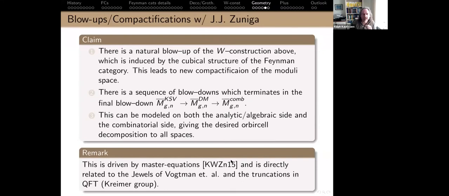If you want to know something a little bit more, the stuff with Zuniga basically has this problem. You have the Kontsevich-Penner, the combinatorial, and you have the Deligne-Mumford, which you want to really have. In my historical overview, I said to get Zwiebach, you have to use the Kimura-Stasheff-Voronov compactification. So there's this tower of blowdowns. Together with Zuniga, we're looking at these things, and they're driven by master equations. And this is directly related to the outer space of Vogtmann et al.